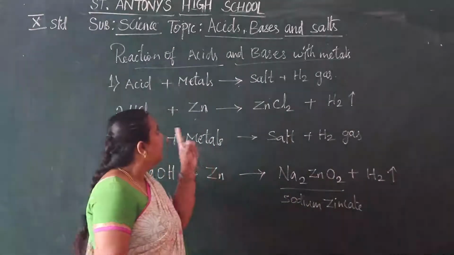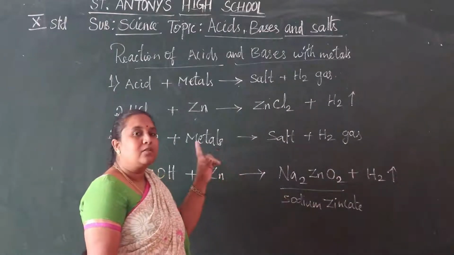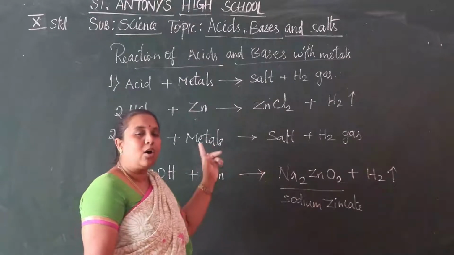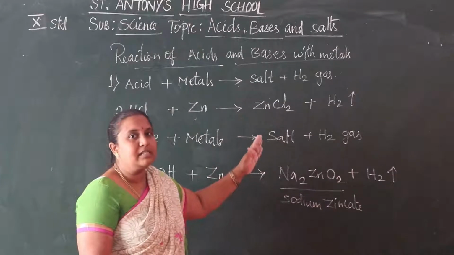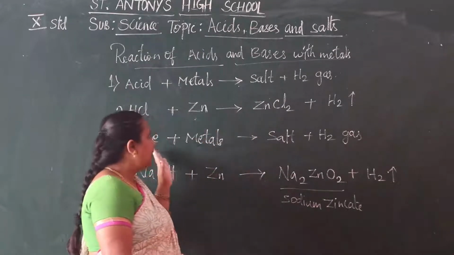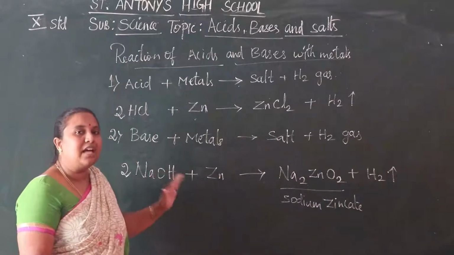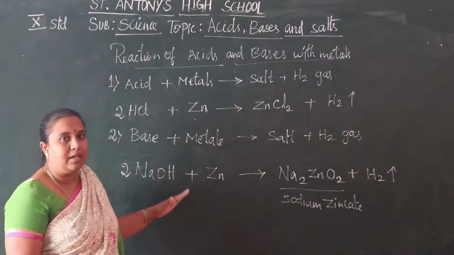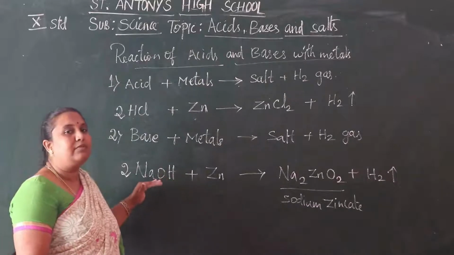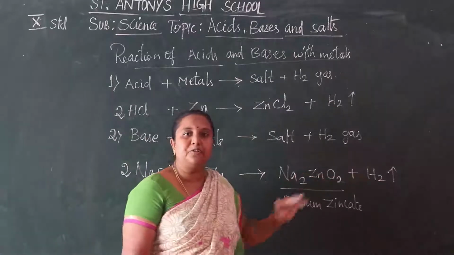The first reaction: acids and bases with metals. Both acids and bases react with metals. Acids react with metals to give salt plus hydrogen gas. But some metals that are less reactive than the metal present in the base don't react. Only the metals that are more reactive than the metal present in the base react and give salt plus hydrogen gas.